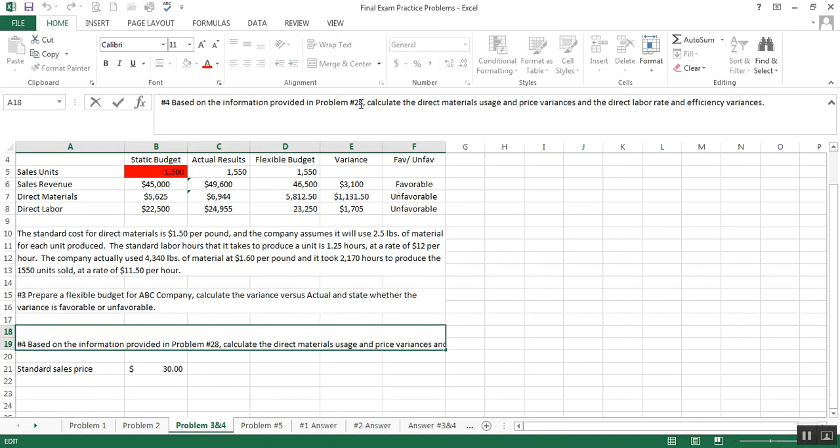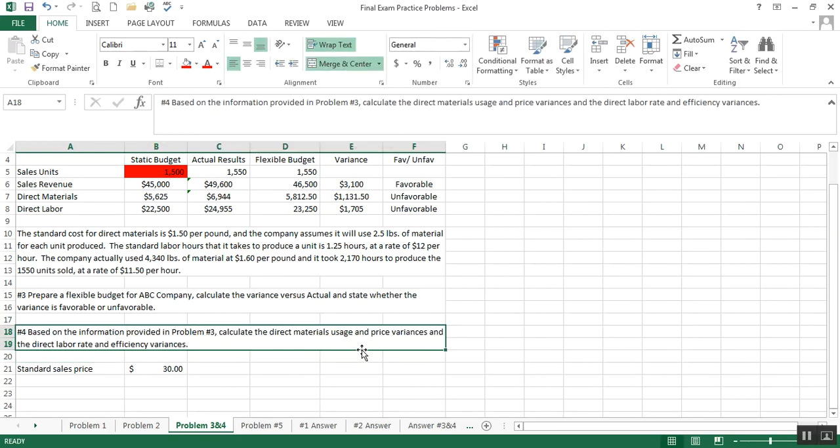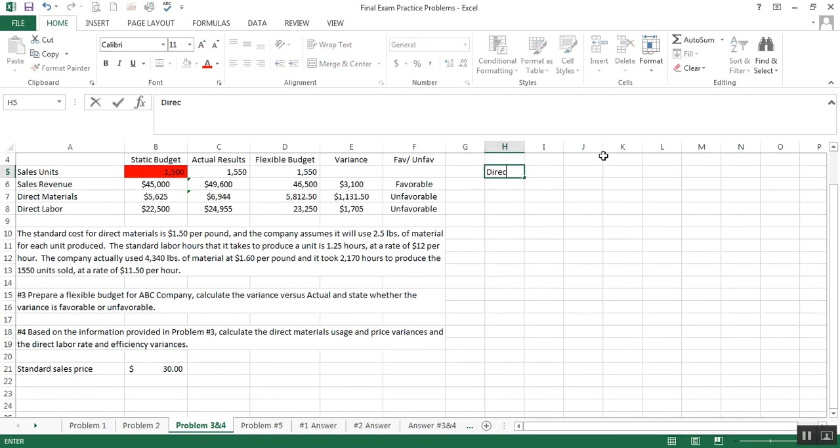I'm sorry, that should be problem number 3. It asks us to calculate the direct materials usage and price variances and the direct labor rate and efficiency variances. So what does that mean? Well, we have direct materials total variance.